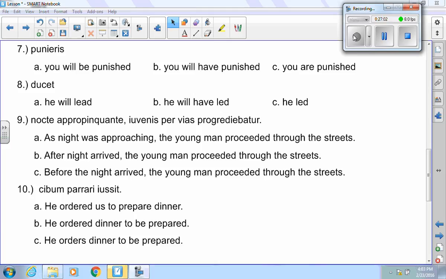On number 7, this is one of our tricky ones. It has the ERI in there. What would it look like if it were you will have punished? If it were future perfect, what would it look like? What does it need? It needs that perfect stem. Puniveris. That's what it would look like if it were you will have punished.